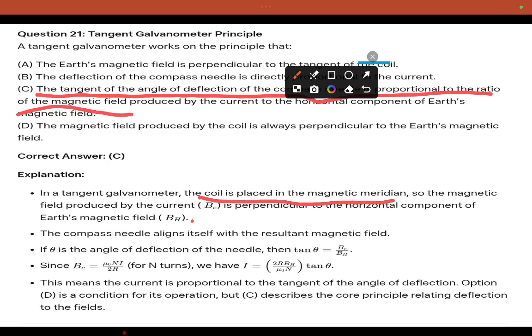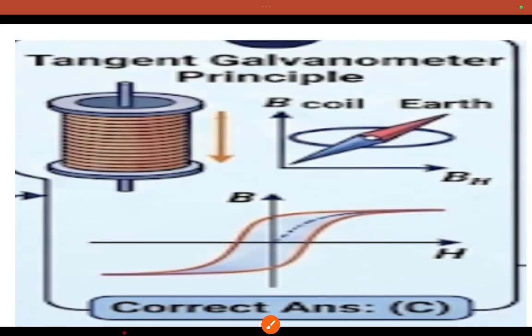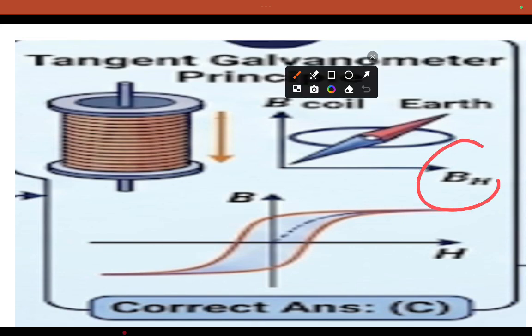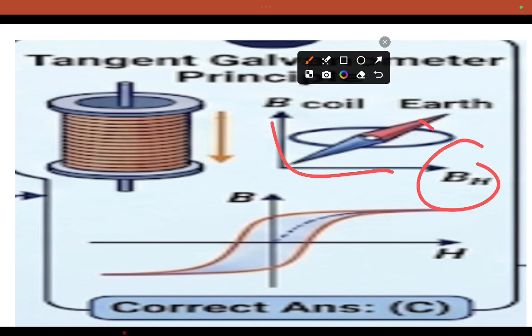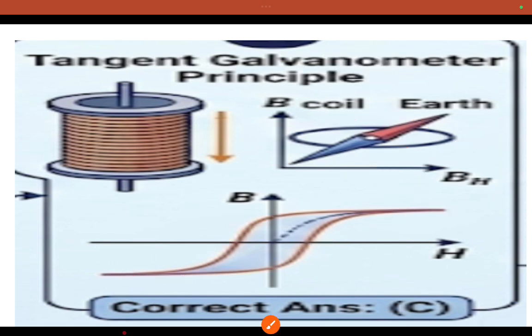If theta is the angle of deflection of the needle, then tan theta equals BC by BH, where BC is mu naught Ni by 2R, where N is the number of turns and I is the current. So I equals 2R BH by mu N times tan theta. You can see the tangent galvanometer principle, that is BH, is related to this coil and deflector. The hysteresis slope shows only in ferromagnetic material.